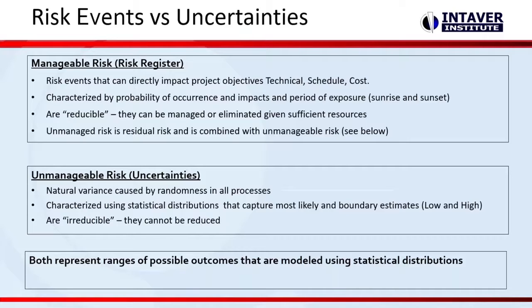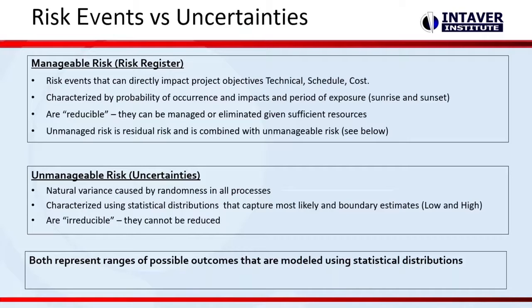The difference between them: one is the manageable risk, and you can see they have a probability of occurring, so they don't occur all the time when you run a Monte Carlo simulation. In each iteration, that risk is going to be occurring probabilistically, off or on, sort of binary, depending on the probability.